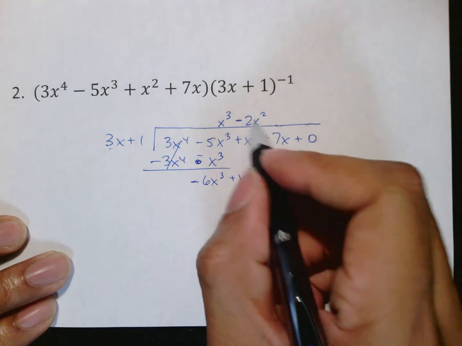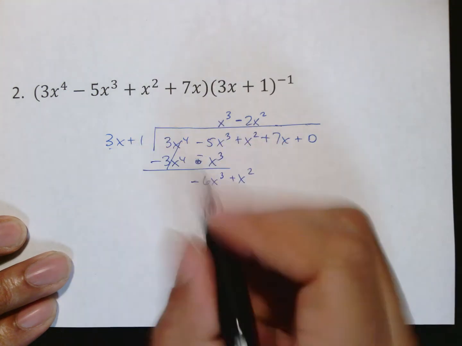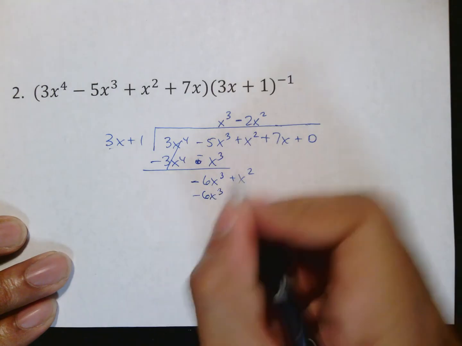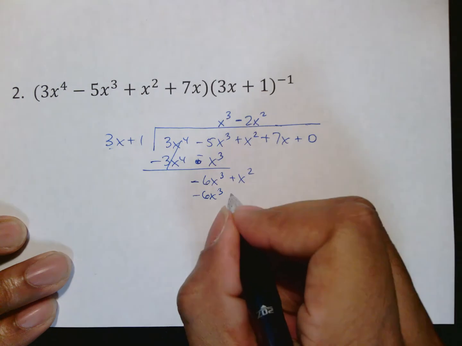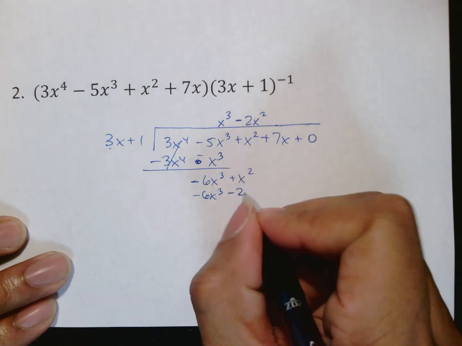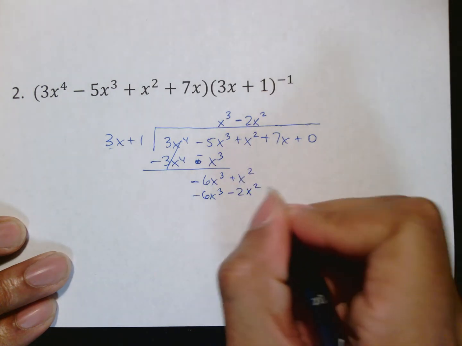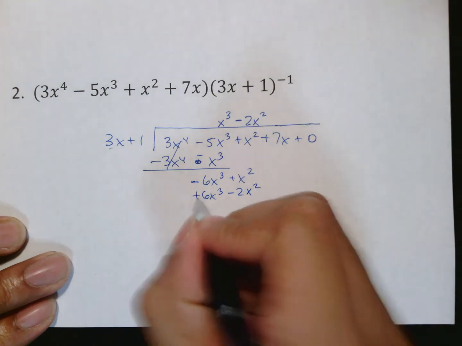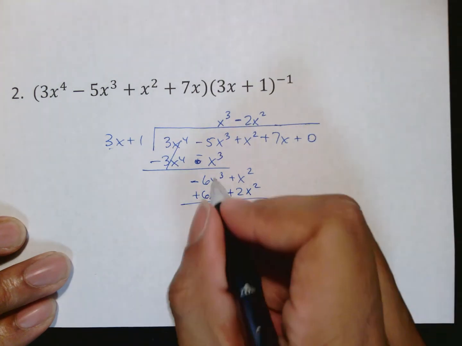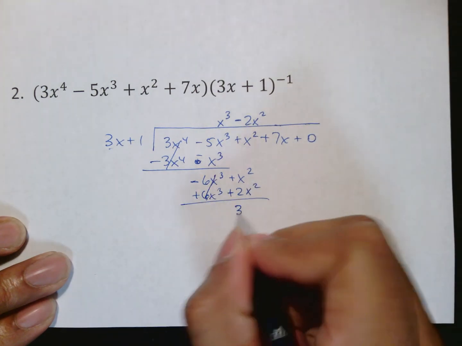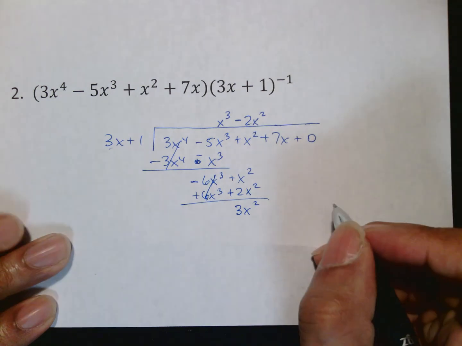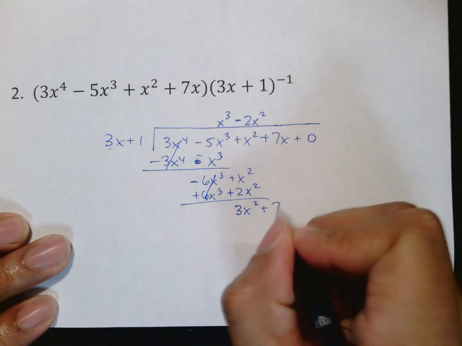Then you multiply negative 2, and this is where you've got to be careful. Negative 2 times 3 is negative 6x to the third. Negative 2 times 1 is a negative 2x squared, which you then must switch because you need the front terms to go away. And look how nice this ends up as 3x squared. Now you bring down your plus 7x.